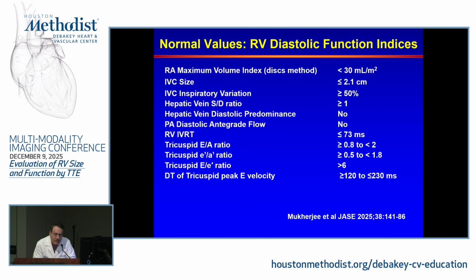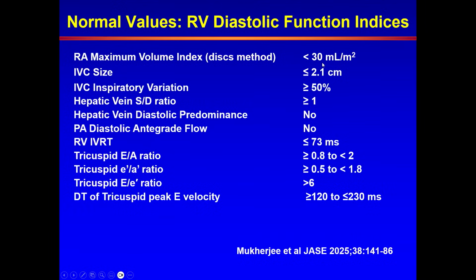Last is the diastolic function indices. If you say part of the diastolic dysfunction is that the RA enlarges, then I want to look at RA size, and that's why I put the RA volume. IVC size and its change, that's an indicator of RA pressure, hepatic vein flow, IVRT of the RV less than 73 milliseconds. We showed you how to get it from tissue Doppler, and then E to A ratio.